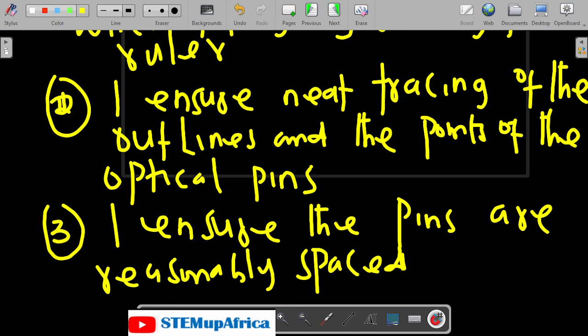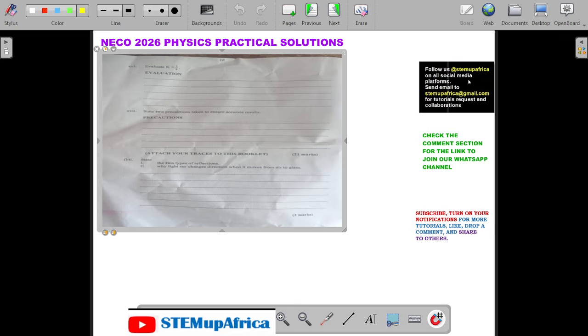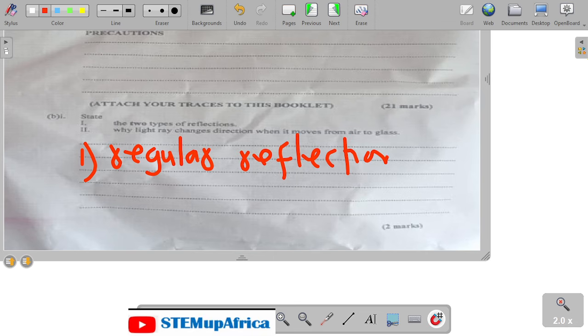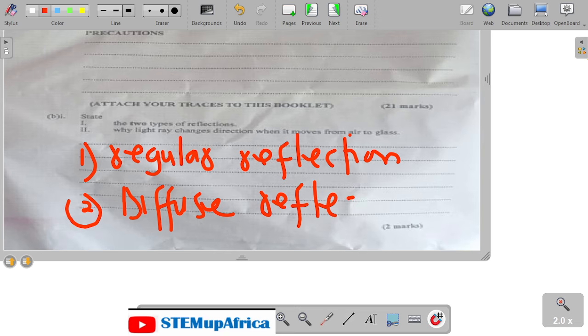So that is that. Then next, this is what I was saying: you should attach your traces to your booklet, so you should be able to do that tomorrow. Then this question says state 2 types of reflection. We have 1, regular reflection, and 2, diffused reflection. That is that.